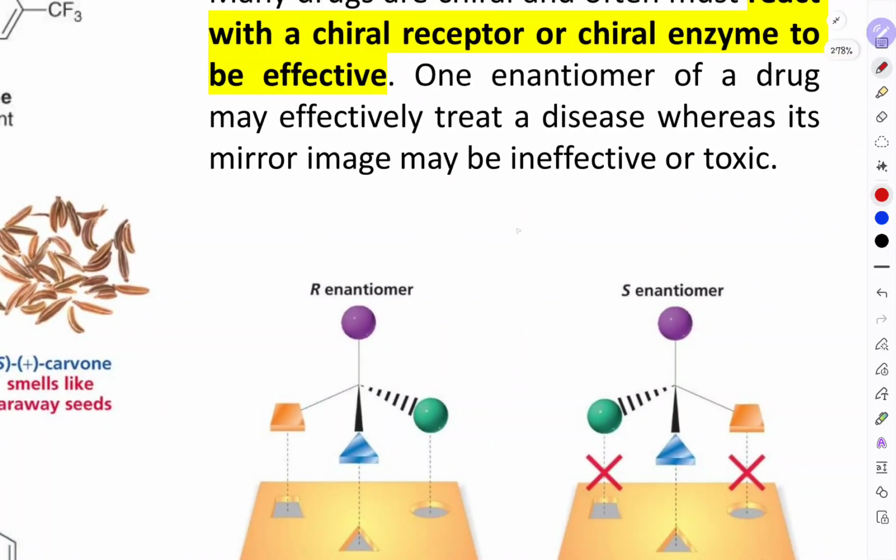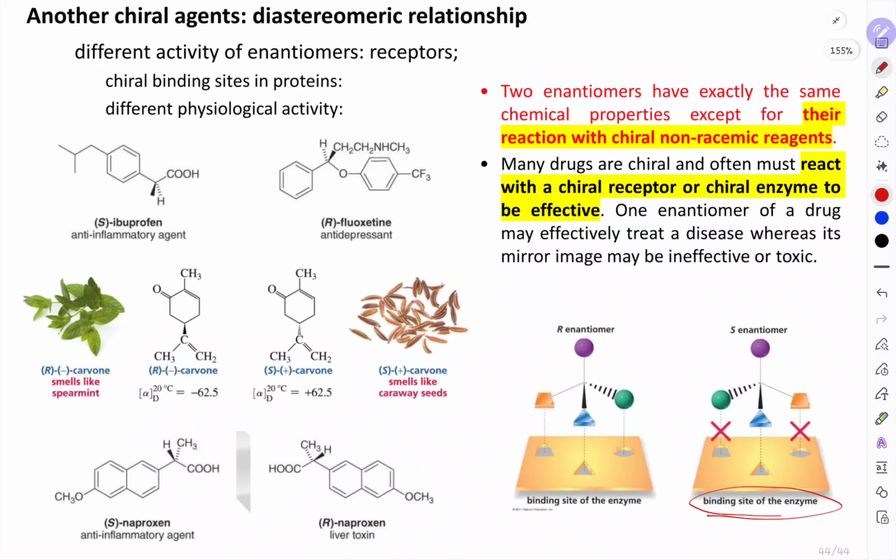Two enantiomers have exactly the same chemical property except for their reaction with chiral reagents. Right? This is the general statement. The enantiomers, they do have different reactions, right? With different sensitivity towards the chiral substance, right? Or chiral reagent in this case. And many drugs are chiral and often must react with a chiral receptor or chiral enzymatic sites to be effective. That's how, right, the chiral molecule shows some effect in biological settings as well.